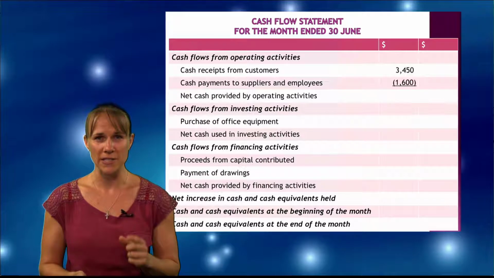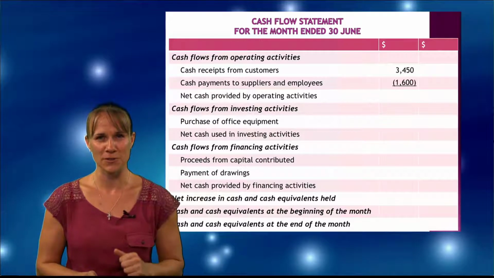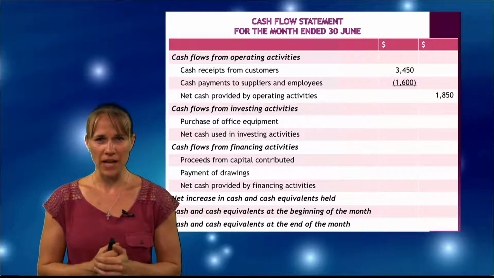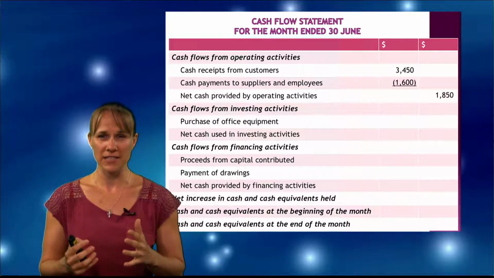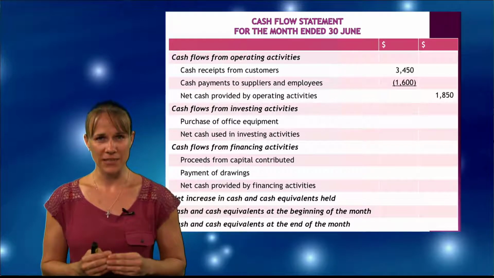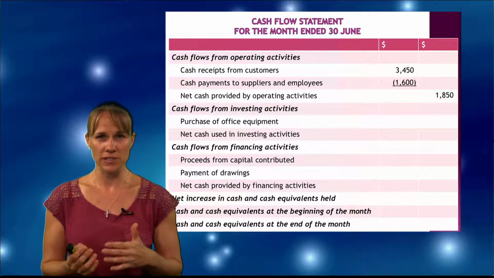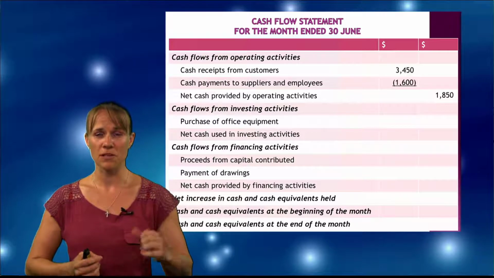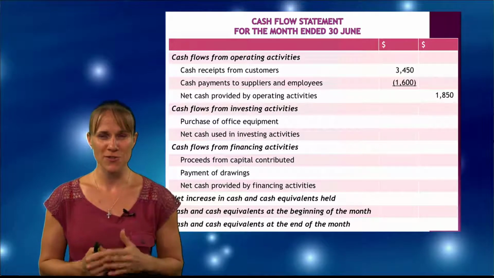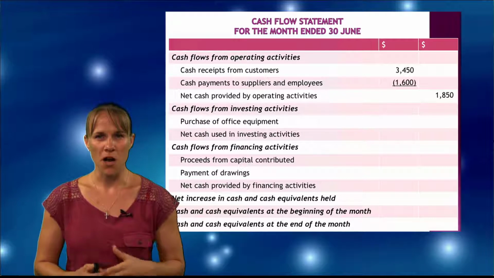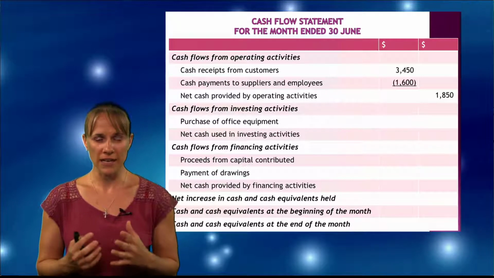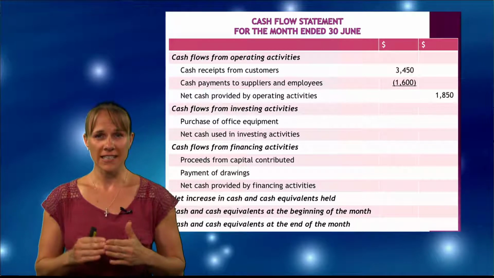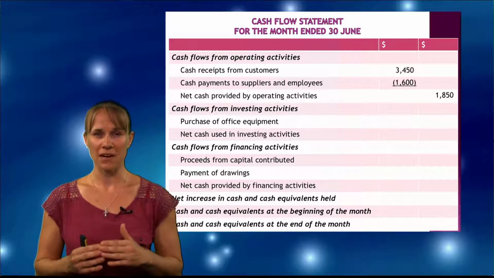And it also means we're going to subtract it on this statement as well. So in total, our net cash provided by our operating activities comes to $1,850. And that figure is simply your cash receipts from your customers minus your cash payments to your suppliers and your employees. Also take a note of the wording for that total where it says net cash provided by operating activities.